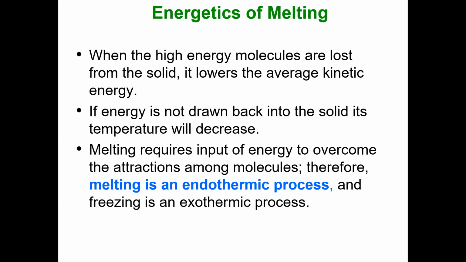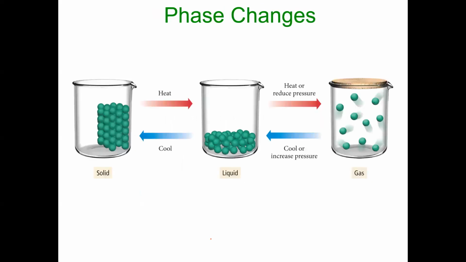Well, if going from a solid to a liquid in this direction is melting, and that requires a positive energy, going in the reverse, freezing, means I will lower my potential energy, and the result is lowering the potential energy causes a release in heat and is an exothermic process. So that's the phase changes. That's from the other video that I talked about.